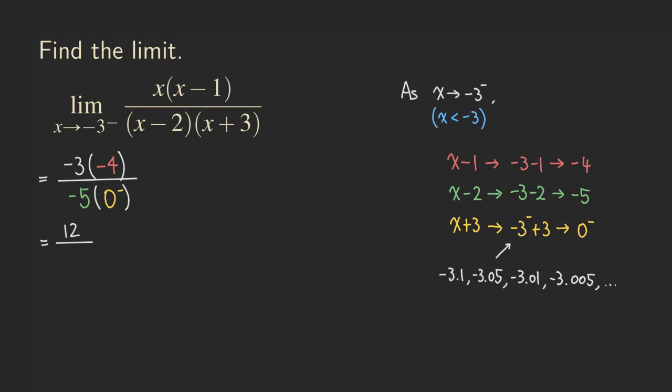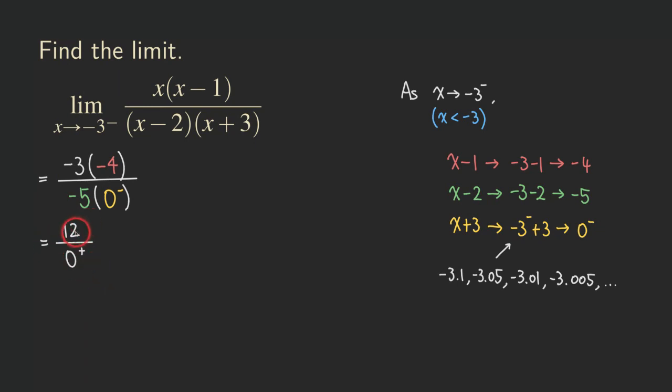Then you may ask, what about the bottom? One factor is approaching 0, so the denominator is going to get arbitrarily small. Even when you multiply by a 5 or -5, it's still approaching 0. So we need to figure out what happens to the sign. That's a negative number, and that's also a negative number. When you multiply two negative numbers together, you get a positive number. So the denominator is approaching 0 from the right.